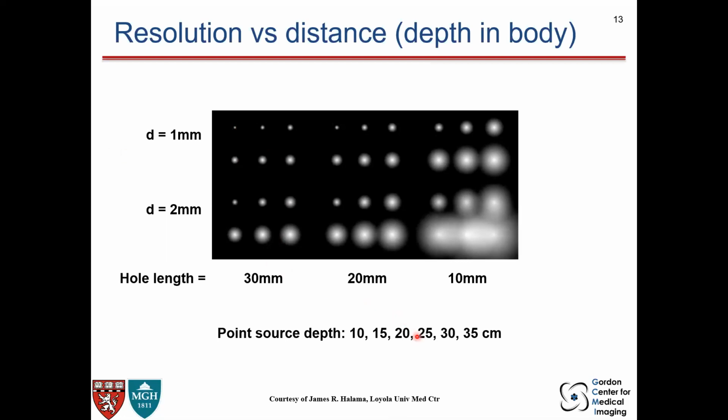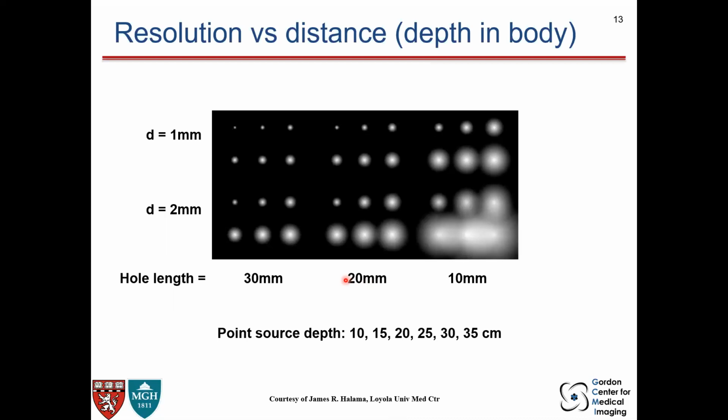But on the other hand, with the same collimator diameter and hole length, at 35 centimeters deep in the body, you get a much more blurred reconstructed image of a point source. And it's going to show on the line profile that you draw through the radiation source, the isotope location within the patient.